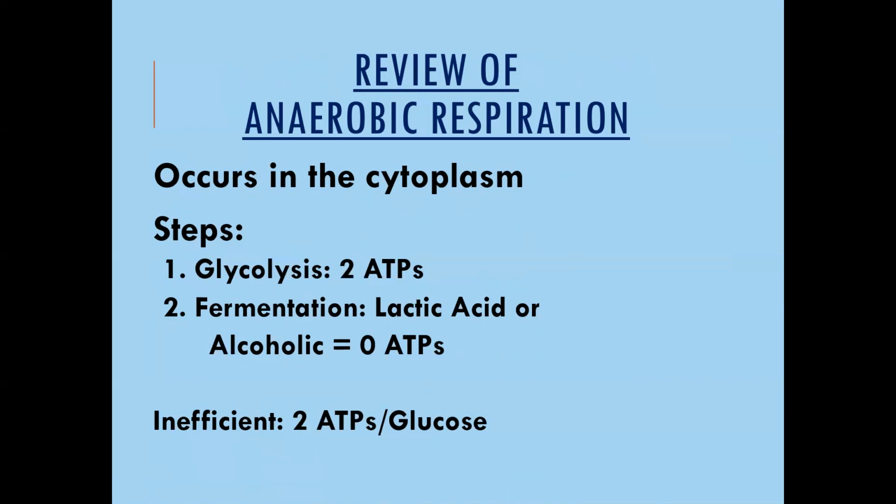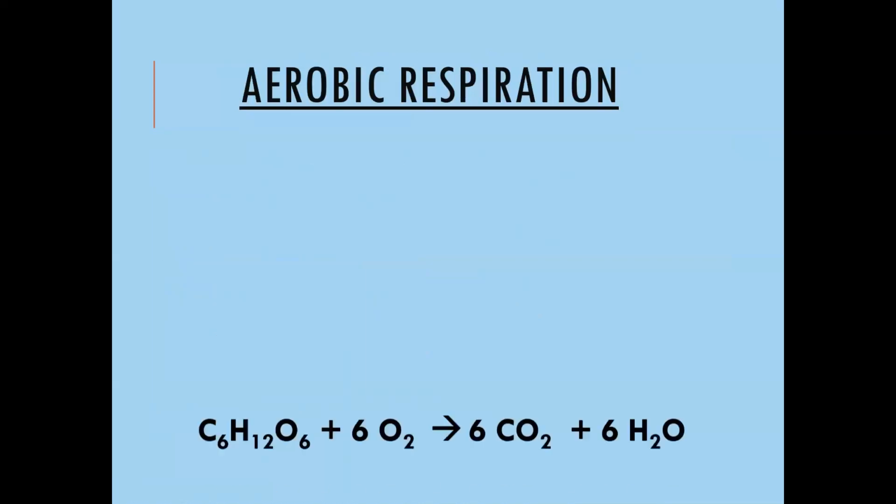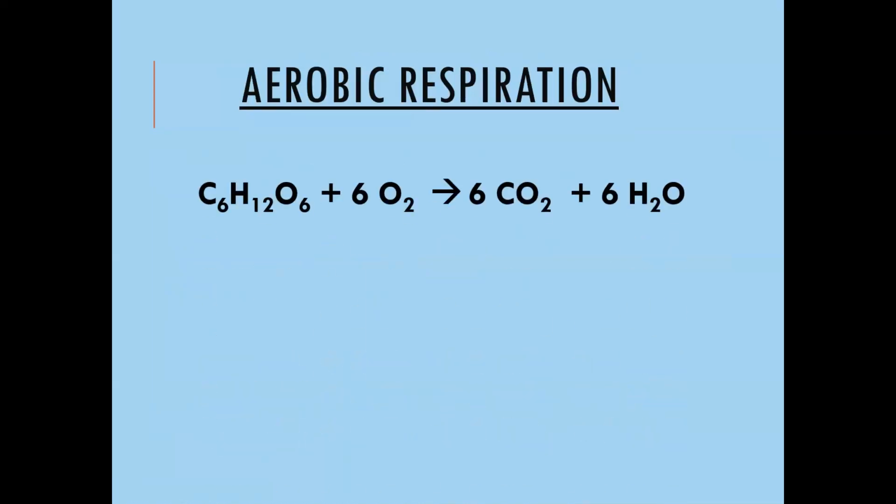So anaerobic respiration, no oxygen. It all occurs in the cytoplasm. It's got 2 steps, and it makes 2 ATPs. All right, then we have aerobic respiration. This is our formula for that. We're going to put in a glucose. Remember that formula is glucose, that molecule, plus oxygen equals carbon dioxide and water.